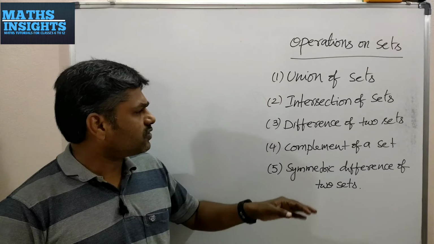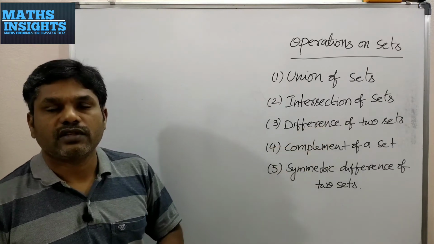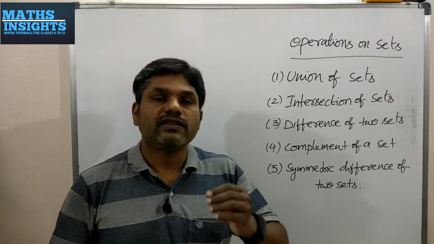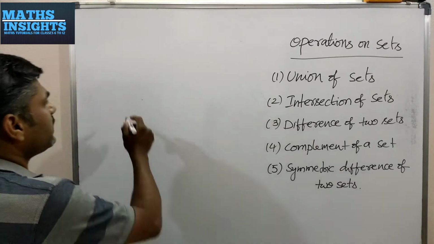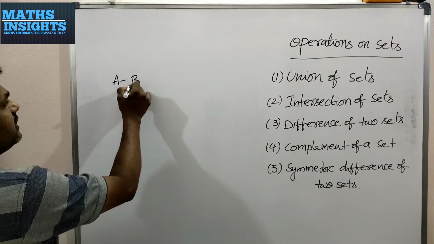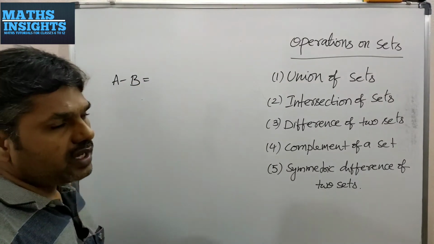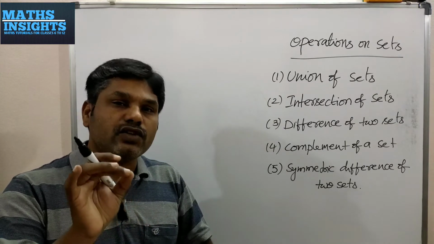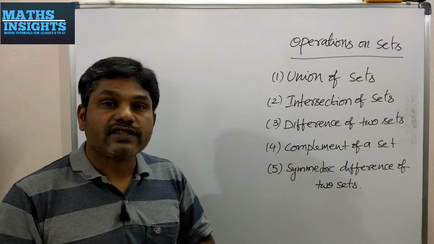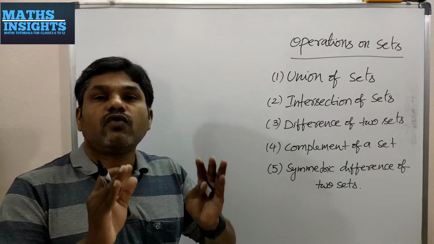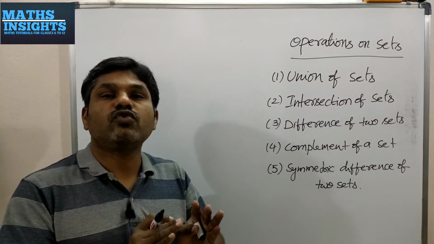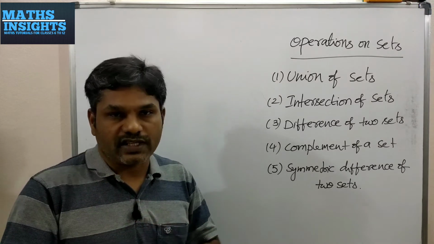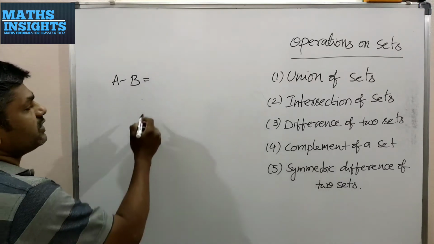Coming to the third operation, difference of two sets. If you take two sets A and B, then its difference is represented as A minus B. A minus B says that the difference of A and B is a new set which contains the elements of only A, and we have to remove the elements of B if any are there in A. I will explain it with an example.